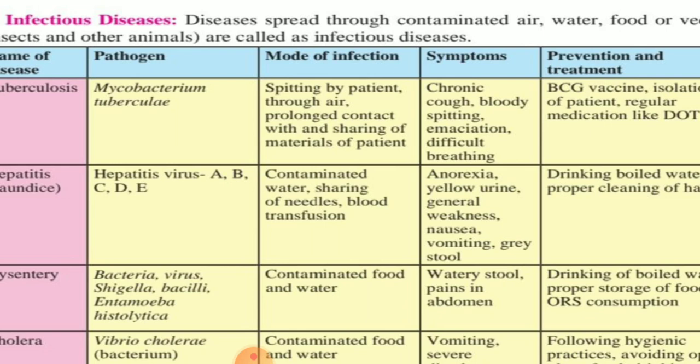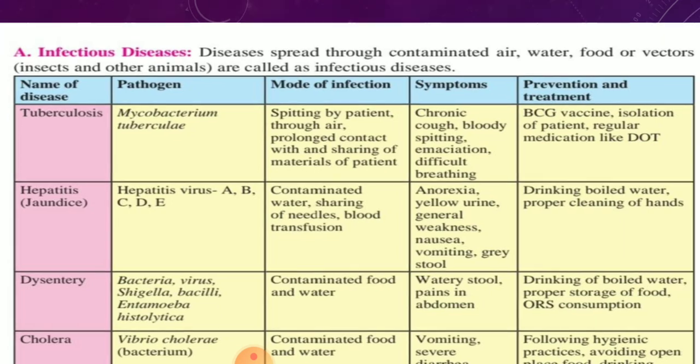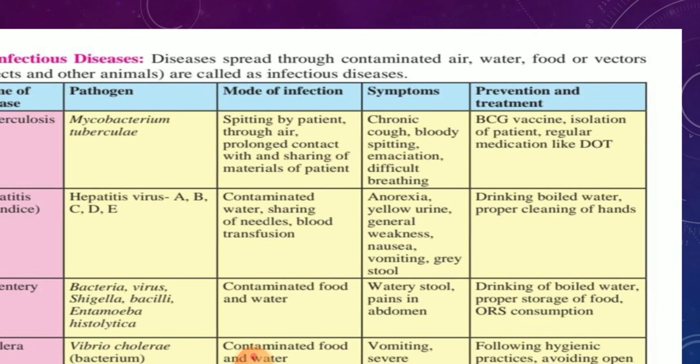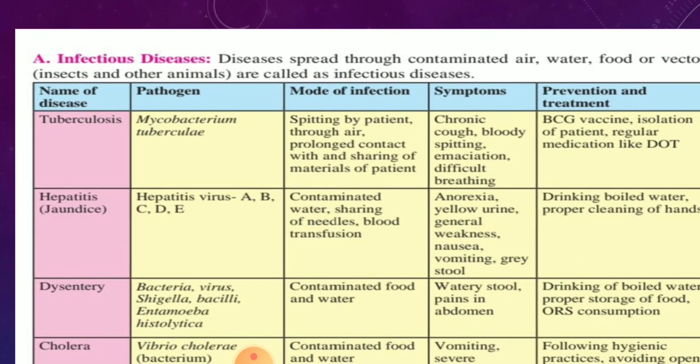So infectious diseases spread through contaminated air, water, food or vectors. These are called infectious diseases. Vector means some agent. It can be a mosquito, some flies, or other bacteria. So the first disease we are going to study here is tuberculosis. It is also called TB.